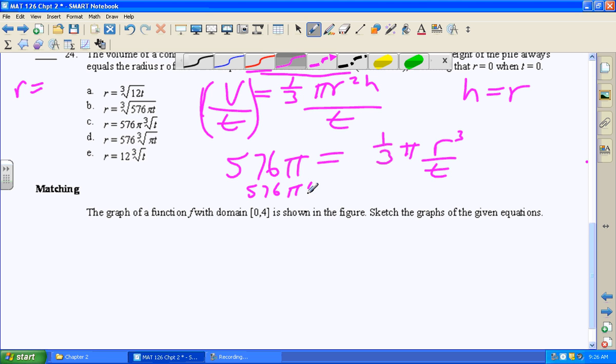576 pi t equals 1/3 pi r cubed. Yep, multiply it by 3. That's a big number. 1,728 pi t equals pi r cubed. Divide by pi. Check. The pi's are gone. Now what? Cube root. So r equals the cube root of 1728 t.